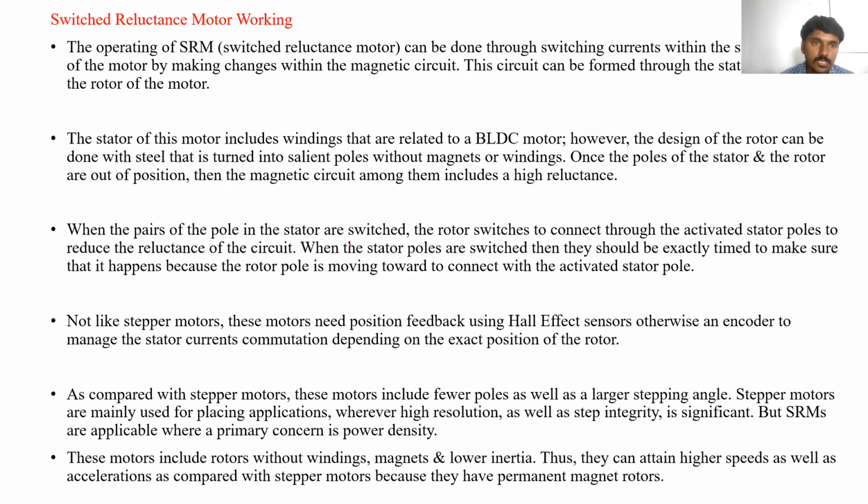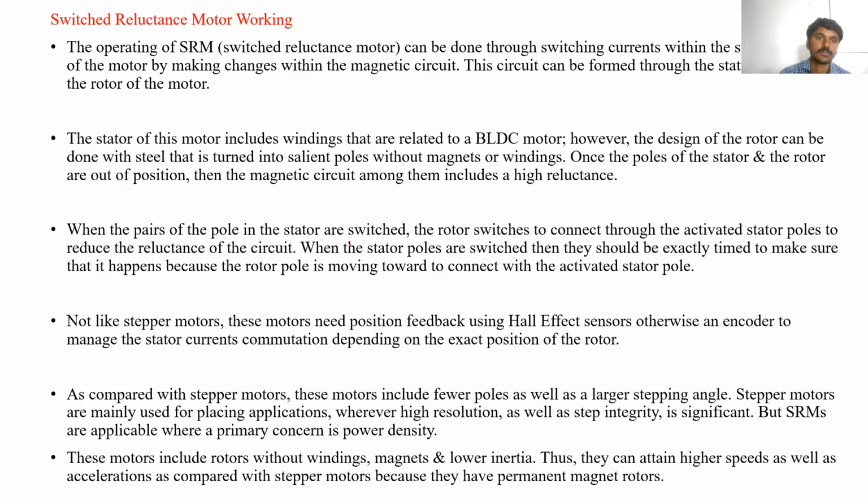The operation of the switch reluctance motor is done through switching currents within the stator windings of the motor, by making changes within the magnetic circuit. This circuit is formed through the stator as well as the rotor of the motor. The stator of this motor includes windings similar to the brushless DC motor. However, the rotor is made of steel that is shaped into salient poles without magnets or windings. Once the poles of the stator and rotor are out of position, the magnetic circuit between them has high reluctance.